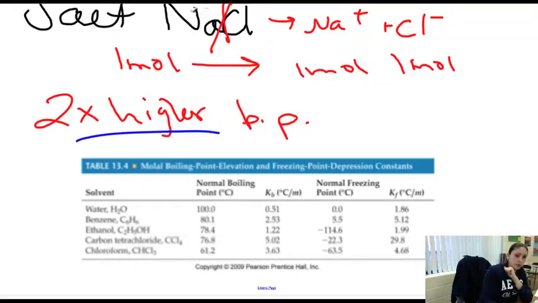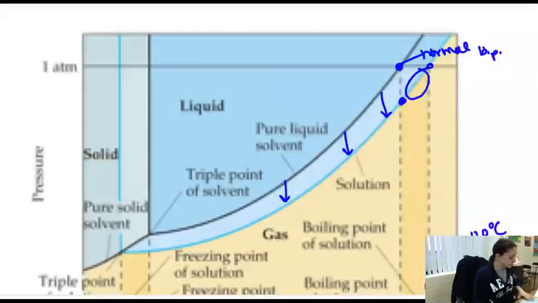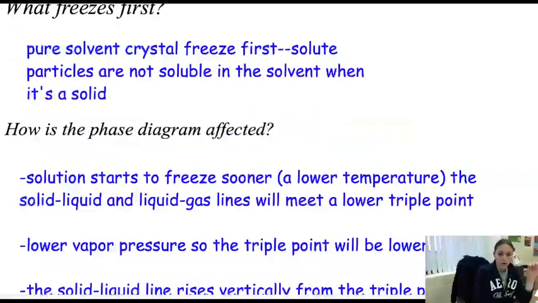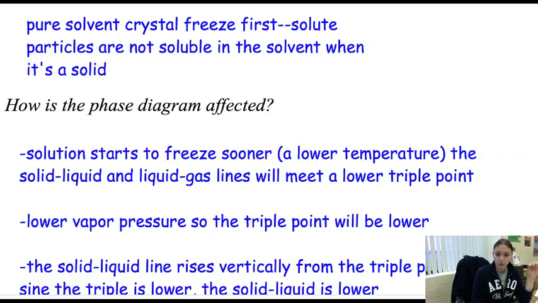So let's look at freezing point depression, and then we're going to do some examples. When we look at this, which one freezes first? Well, pure solvent crystals freeze first. Your solid particles are not soluble in the solvent when it's a solid. So the pure stuff will start to crystallize first. Which means, how is our phase diagram affected? Well, my solution will start to freeze sooner, at a lower temperature.